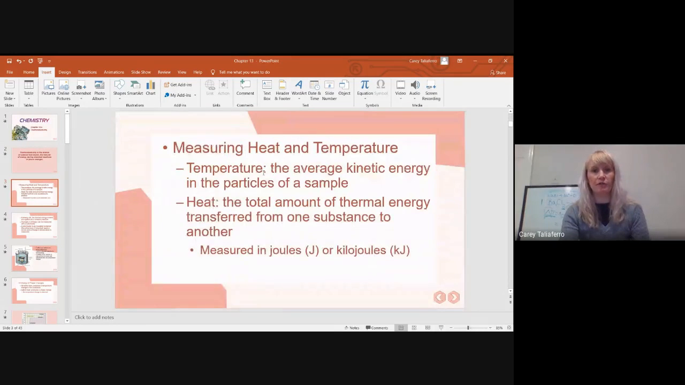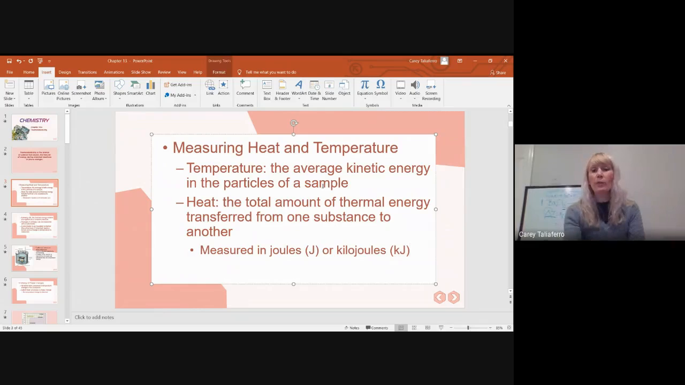The heat and temperature, what's the difference? All right, so if you measure the temperature of something, you are measuring how much energy the particles of that sample have. How much kinetic energy, so how much are they moving? That gives you your temperature reading. But heat is the total amount of thermal energy that gets transferred from one substance to another. So how much heat energy, thermal energy is heat energy, moves from one thing to another. And we're going to use joules or kilojoules as our unit when we talk about heat.